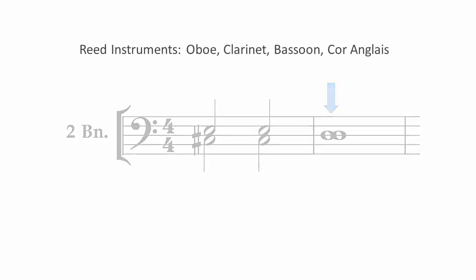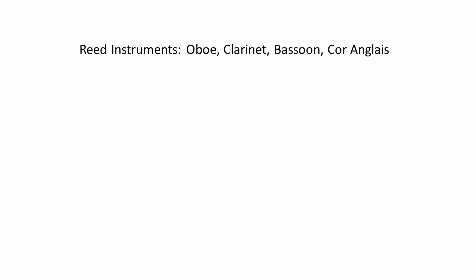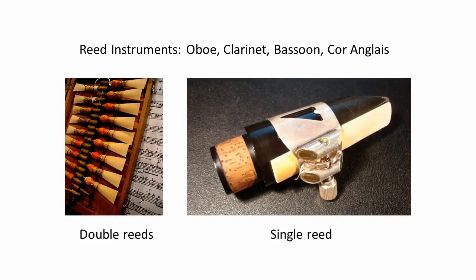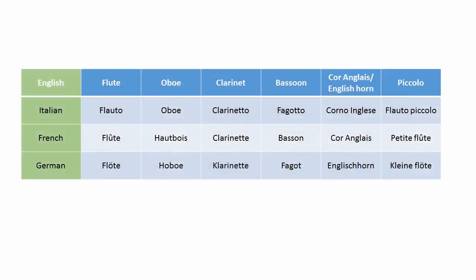The oboe, clarinet, bassoon and cor Anglais are all reed instruments. They make a noise when the player makes the reed vibrate. The oboe, bassoon and cor Anglais are all double reed instruments, whereas the clarinet and bass clarinet use a single reed. As with all the instruments, you need to be able to recognise the names of the instruments in Italian, French and German, as well as English.